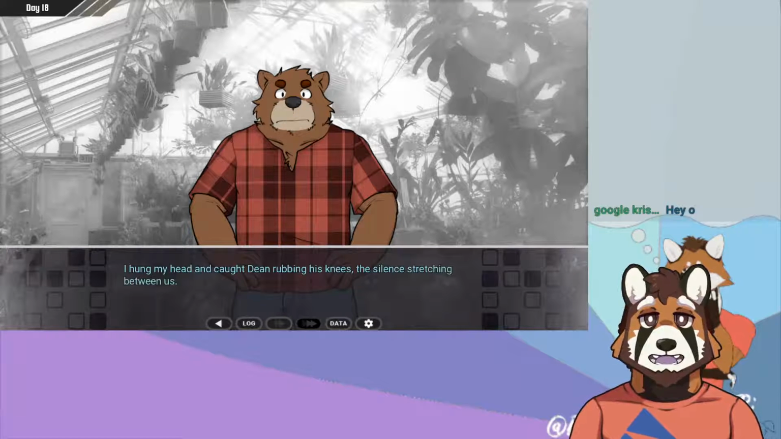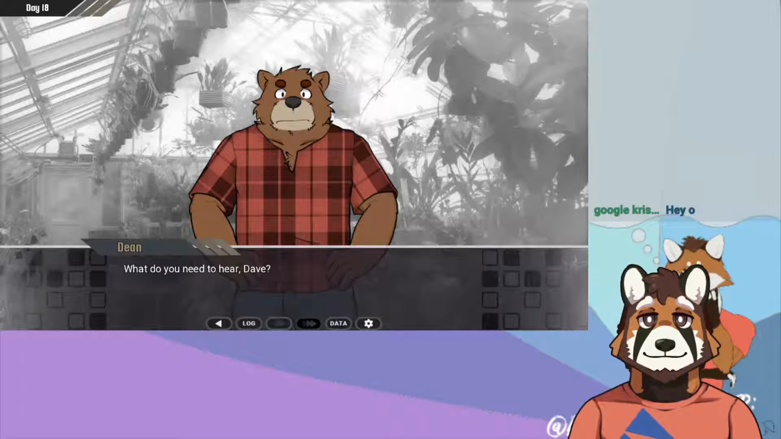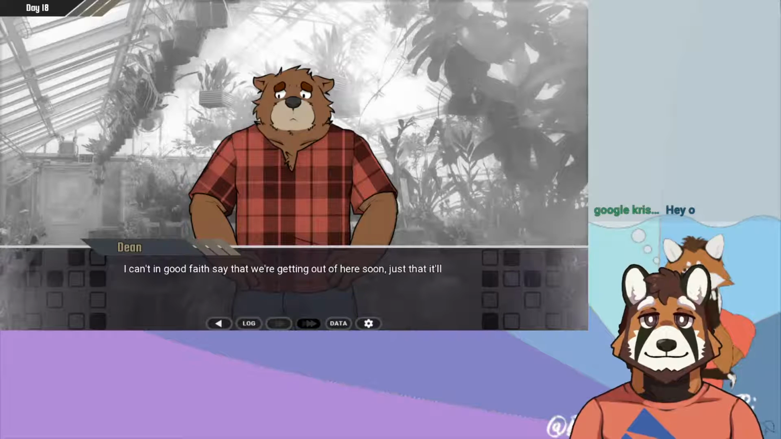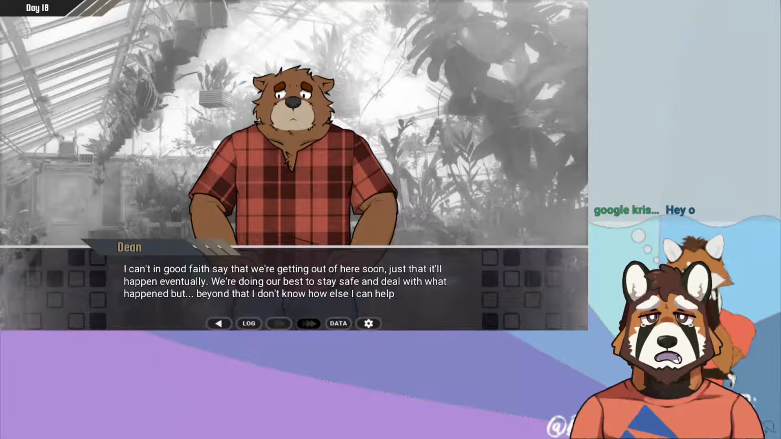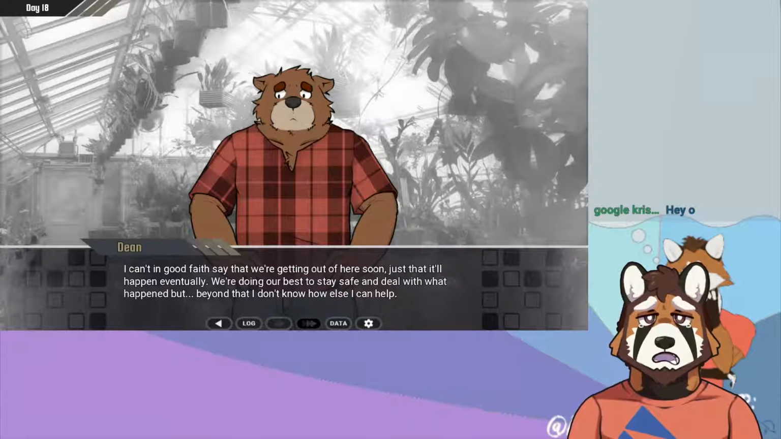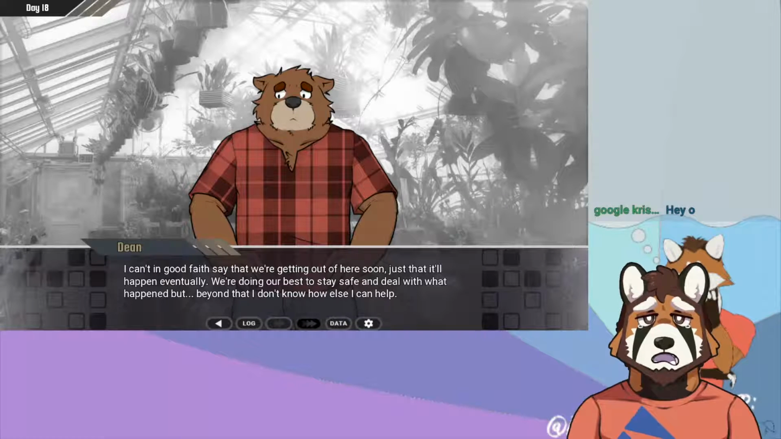I hung my head and caught Dean rubbing his knees, the silence stretching between us. What do you need to hear, Dave? What do you mean? I can't in good faith say that we're getting out of here soon. Just that it'll happen eventually. We're doing our best to stay safe and deal with what happened, but beyond that, I don't know how else I can help.